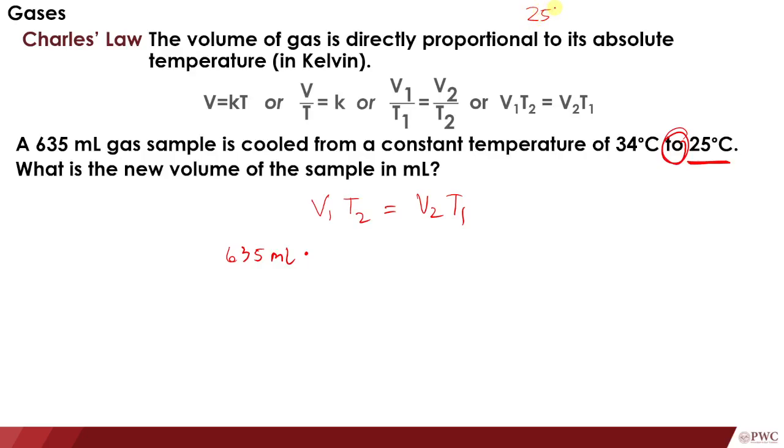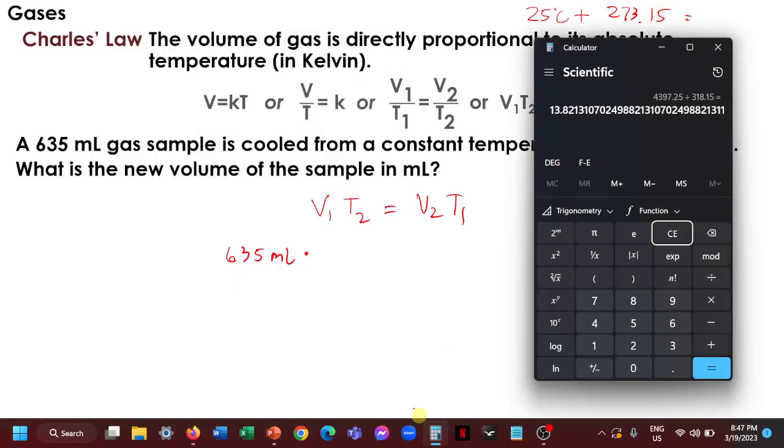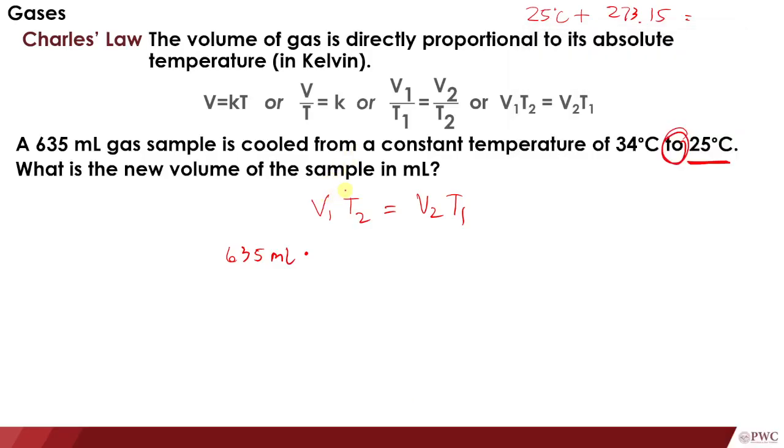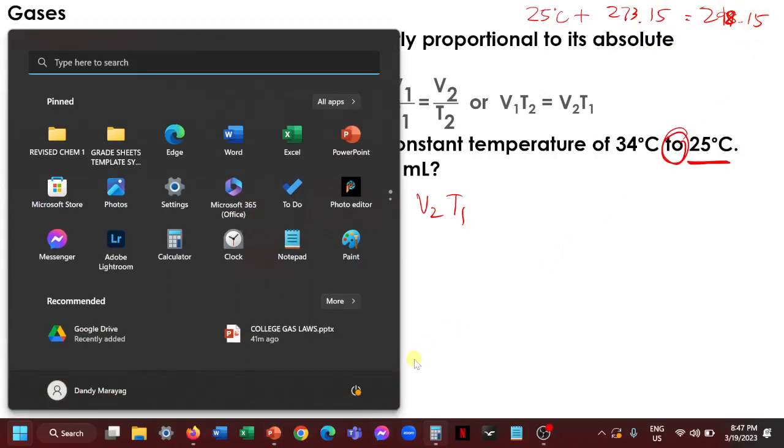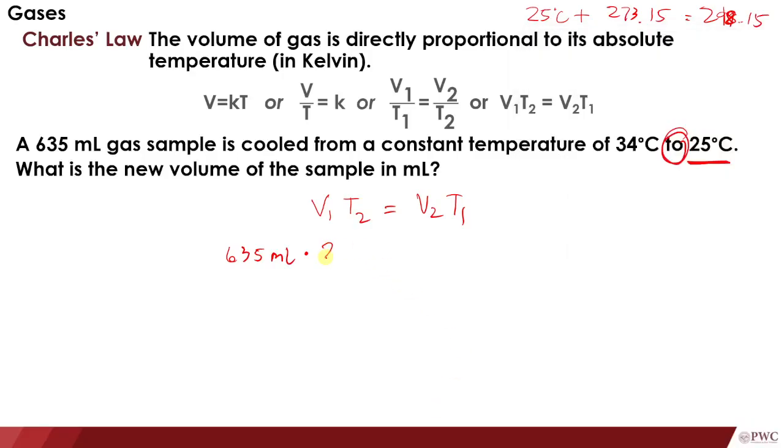You have 25 degrees Celsius. Again, convert this one to Kelvin: 25 plus 273.15. We have 298.15. Let me check. 298.15 Kelvin is multiplied by the volume. What is the new volume? So that's V2. Then what is the initial temperature?